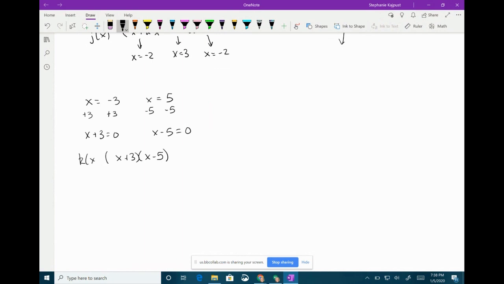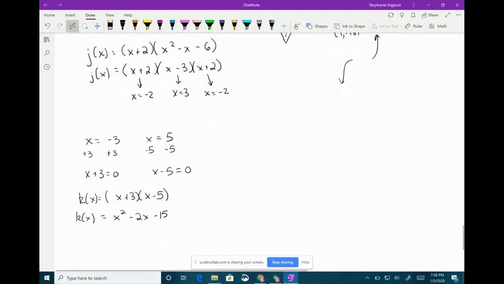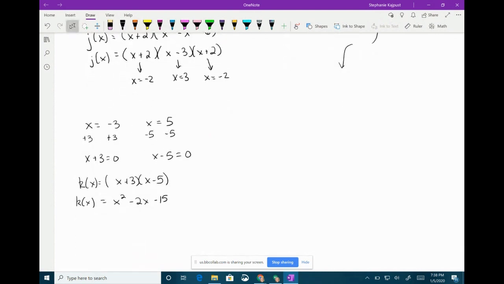Let's say I'm going to call this k of x. And then you multiply that out. So this would give us x squared minus 2x minus 15. So if you're asked to create a polynomial based off of the zeros, you're doing the opposite of what we did when we factored. You start with the zeros and you undo everything to get it back in a factored form, and then you multiply.